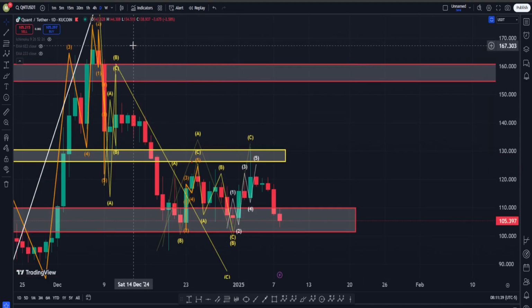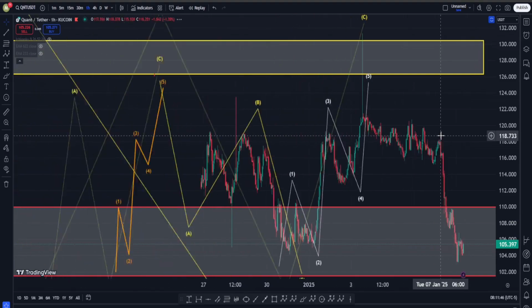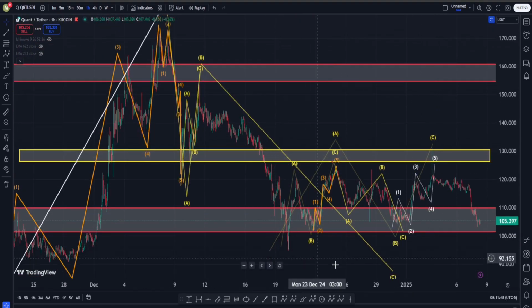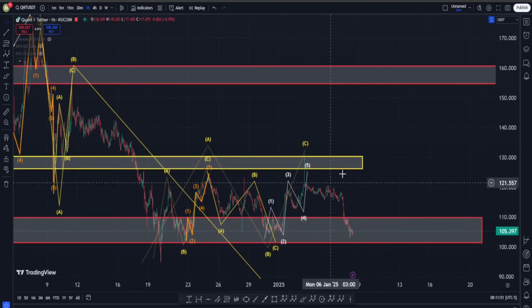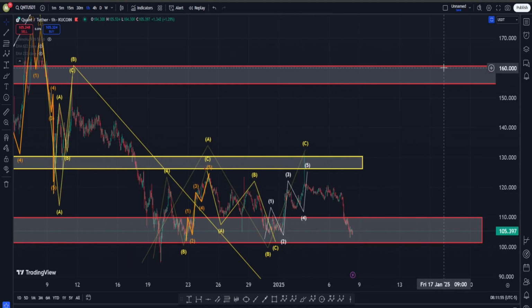And I also believe that in here, we are indeed dealing with a corrective movement. And again, in the short term, it's definitely possible for us to get another move down, but chances are that this is going to be our last leg. And after it's over, we're going to get a big move on the upside. So this is the first reason for why I am so bullish in QNT.